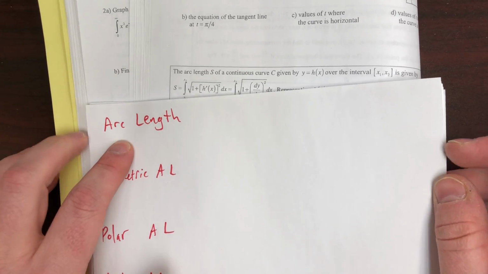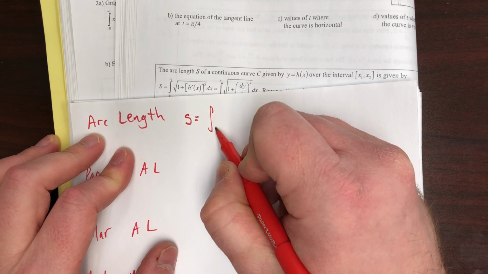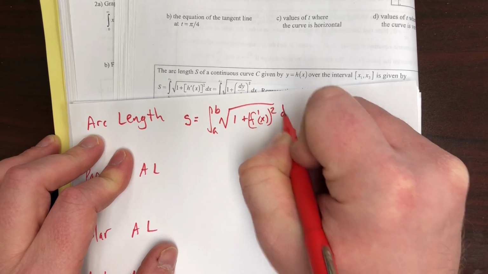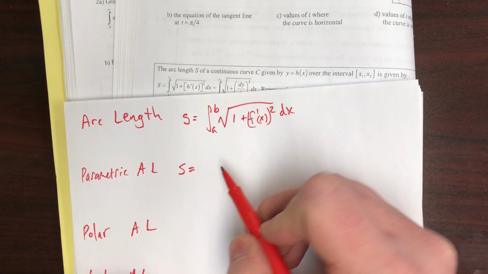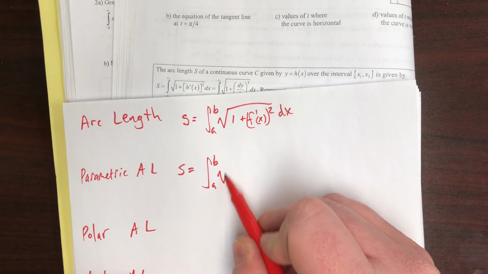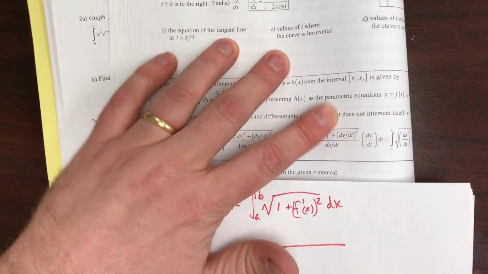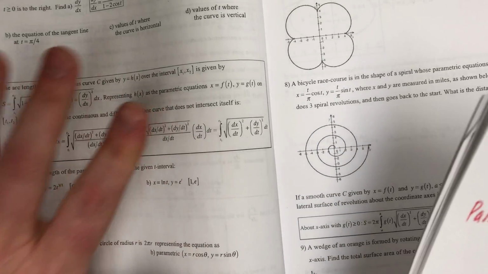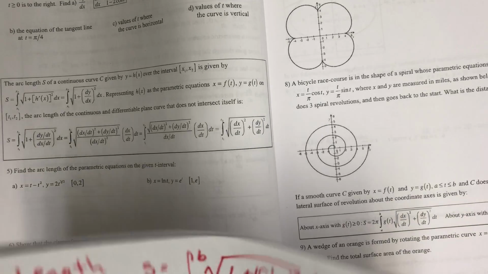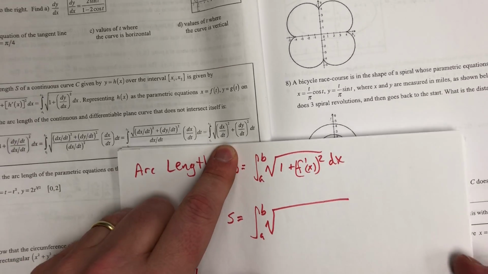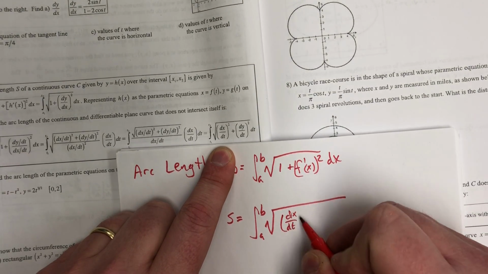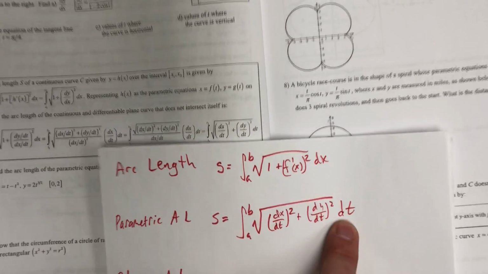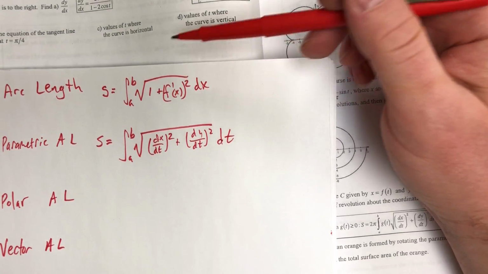So if you remember, originally arc length was S is equal to, go from A to B, square root of 1 plus f prime of x squared dx. Parametric arc length, through a similar derivation, where is it? If any of you are interested, I'm not trying to keep you from the cool math that shows where stuff comes from. I'm just trying to keep these lessons short. So it's dx dt squared plus dy dt squared. And it's dt this time, but I hope you see a similarity here.